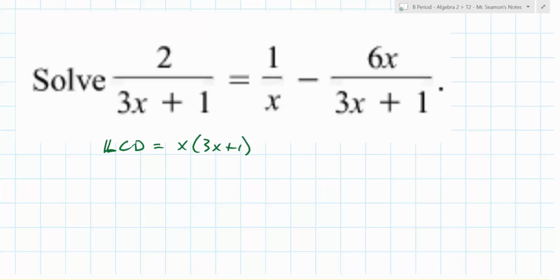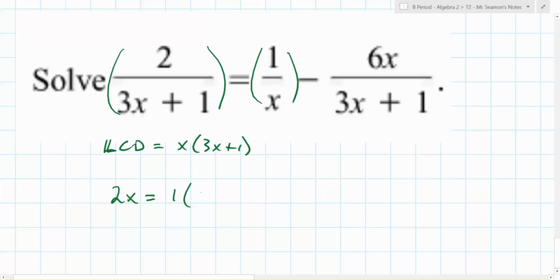So in the big red up there, that's great. When you do that multiplication, a bunch of stuff cancels. What happens to the first term when you multiply by the LCD? What cancels? 3x plus 1, leaving you with just 2x. What happens in the second term? The x cancels, leaving you with 1 times 3x plus 1. And the next one is minus, the 3x plus 1 cancels, 6x times x. So you now have 2x equals 3x plus 1 minus 6x squared.